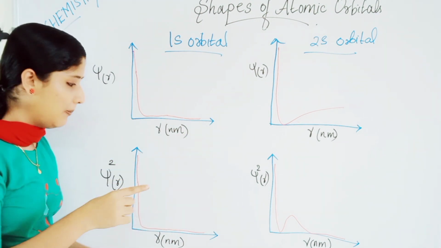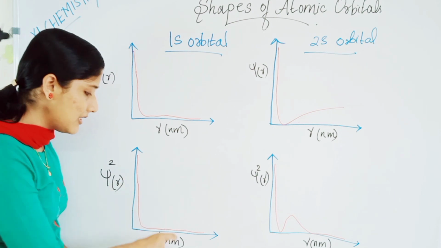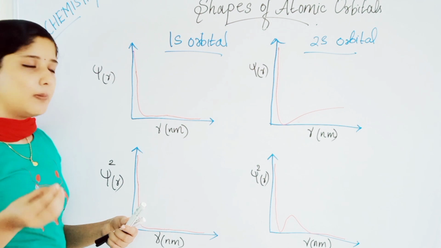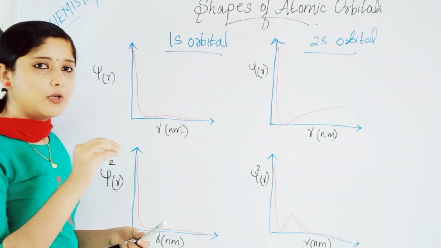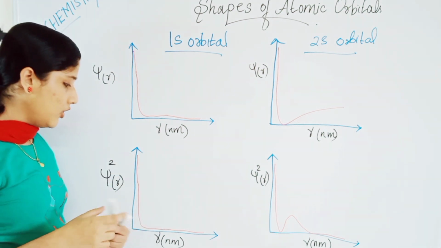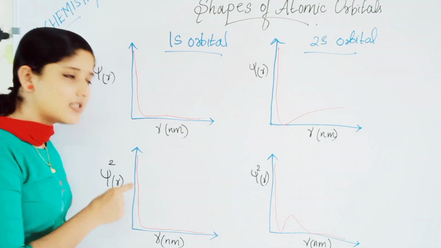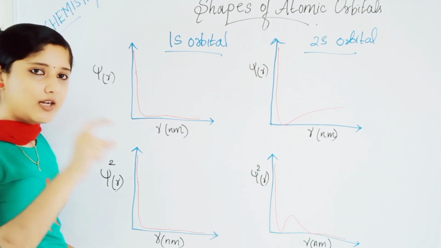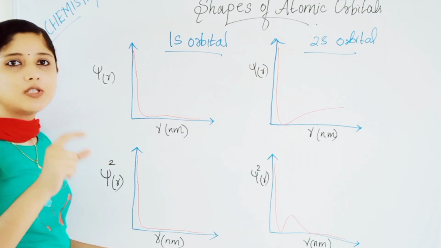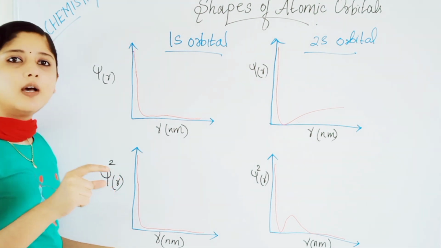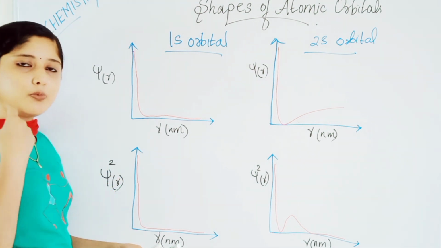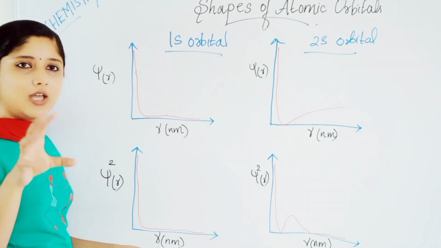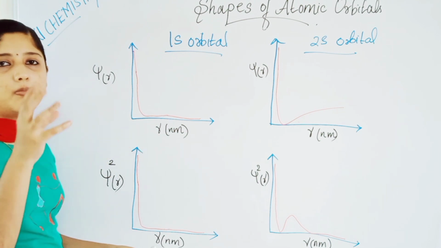Next they plotted psi square versus radius. Psi square is the probability density, the probability of finding an electron at a particular point inside an atom. So here, that has a significance, isn't it? We need to find where the electron is present inside an atom. The Heisenberg uncertainty principle told us we cannot find the electron's velocity and position at the same time, but we can define the probability, where it can be present. A probability can be given.